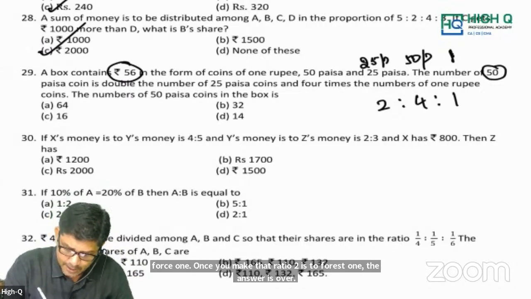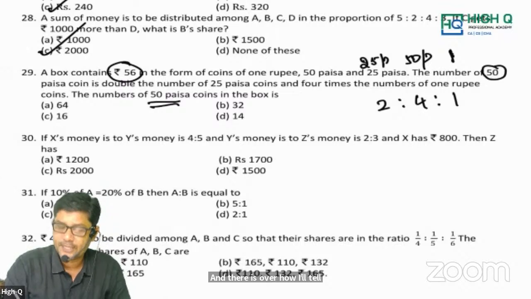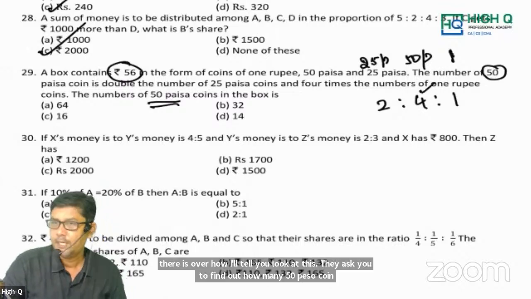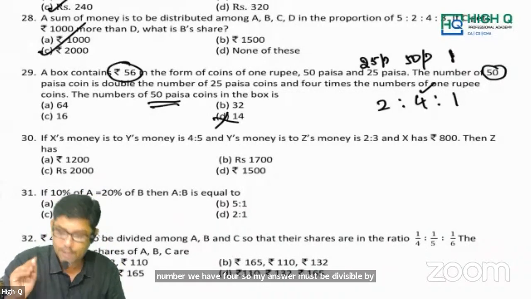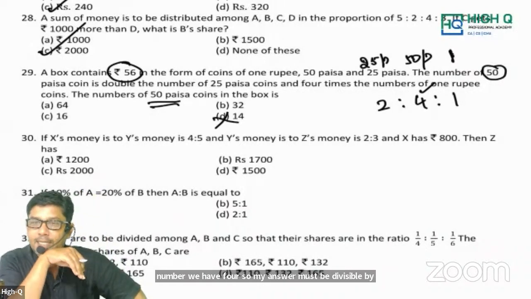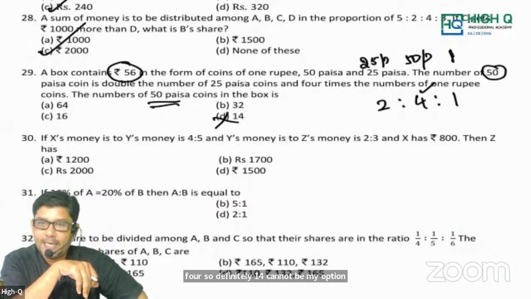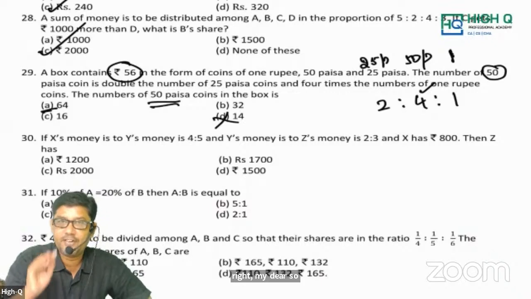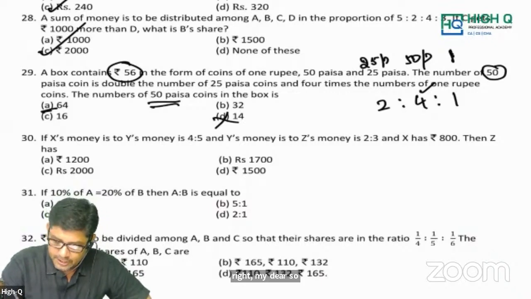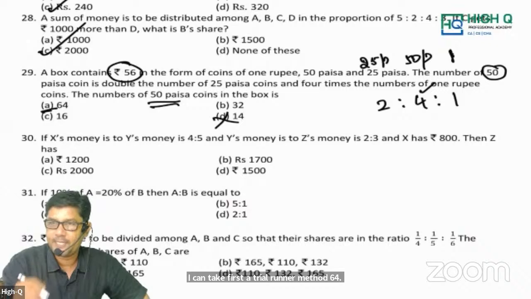Look at this. They ask you to find out how many 50 paise coins. What number do we have? 4. So my answer must be divisible by 4. So definitely 14 cannot be my option. Is that clear, all of you? 14 cannot be my answer. Am I right, my dear? So I can take the first trial and error method. 64. So 64 means 64 50 paise coins.